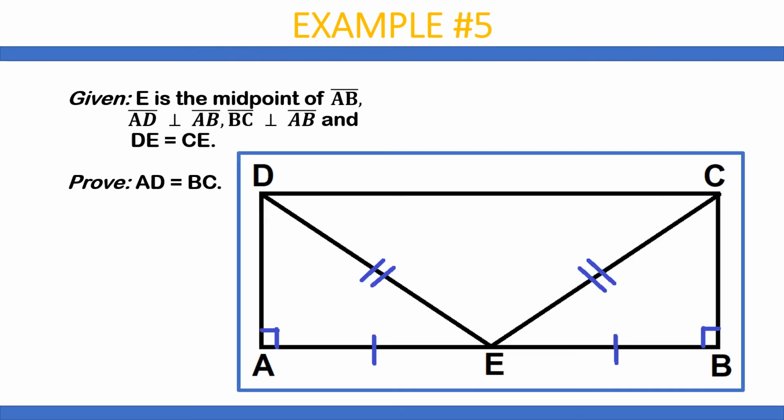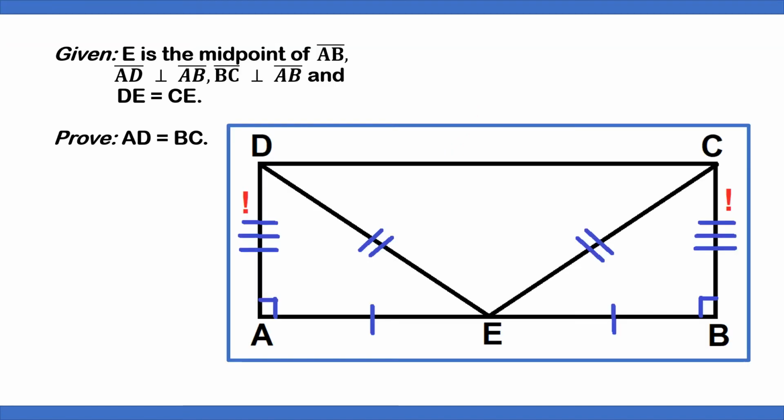Example number 5. E is the midpoint of line segment AB. Line segment AD is perpendicular to line segment AB. Line segment BC is perpendicular to line segment AB, and DE is equal to CE. Prove that AD is equal to BC. Example number 5 is similar to example number 4.